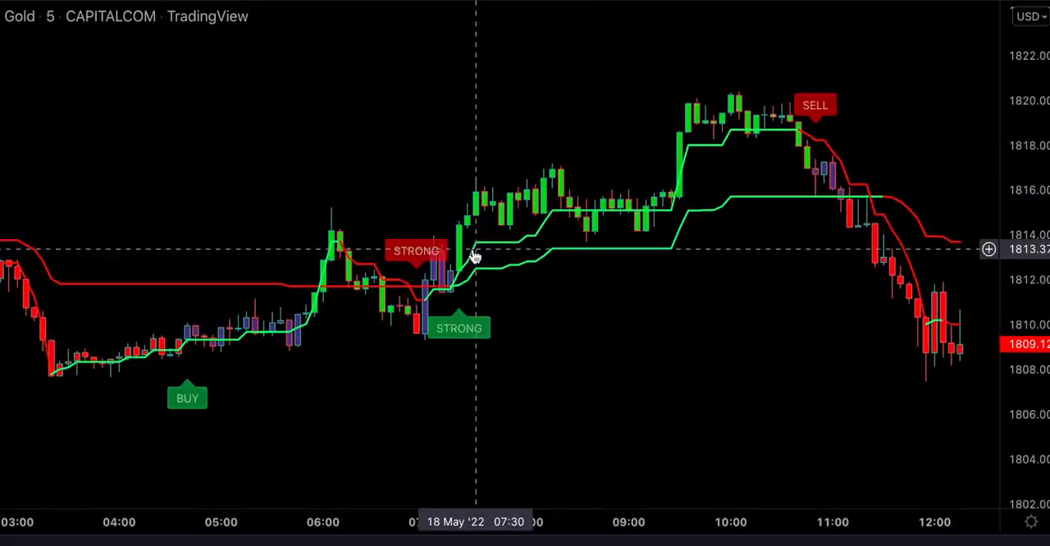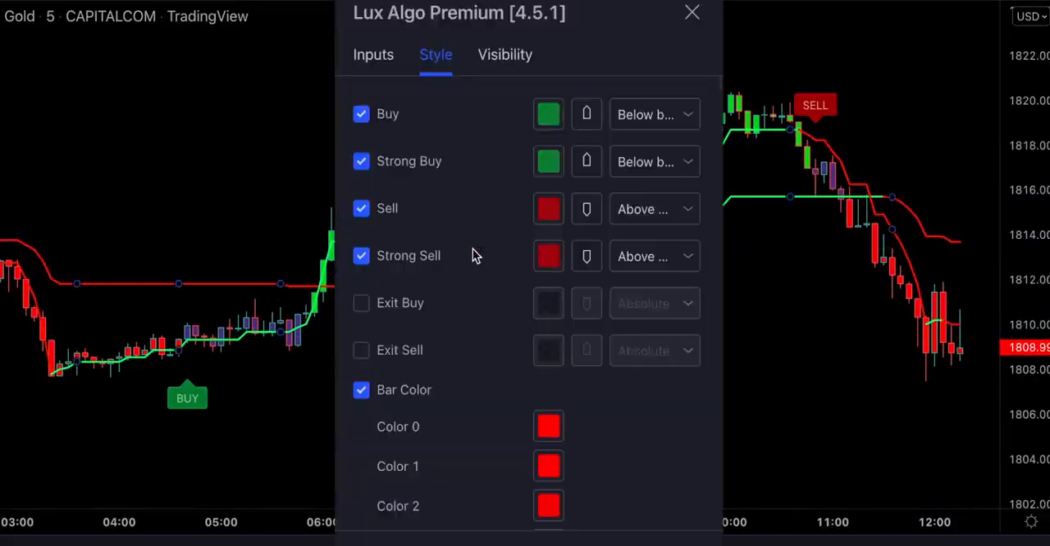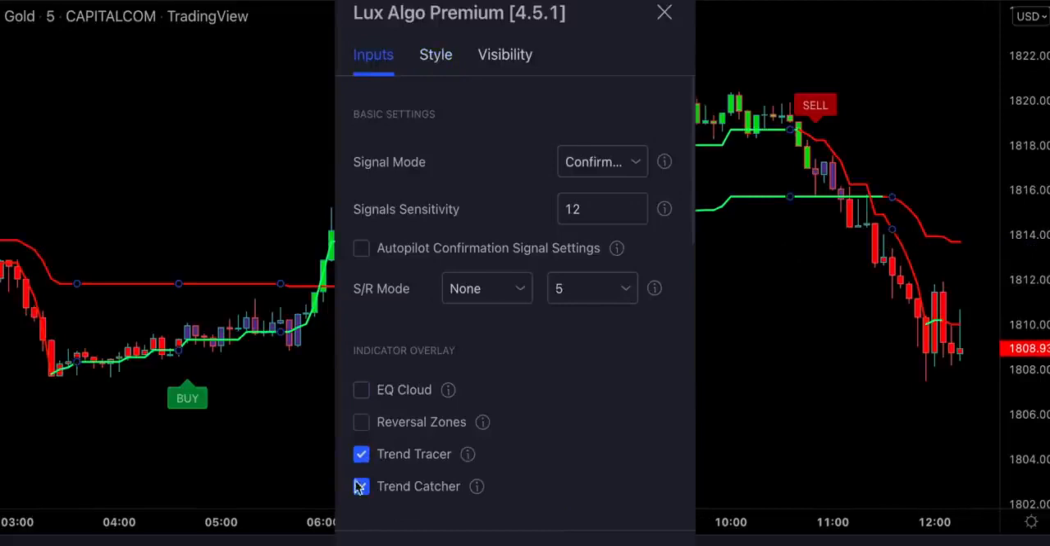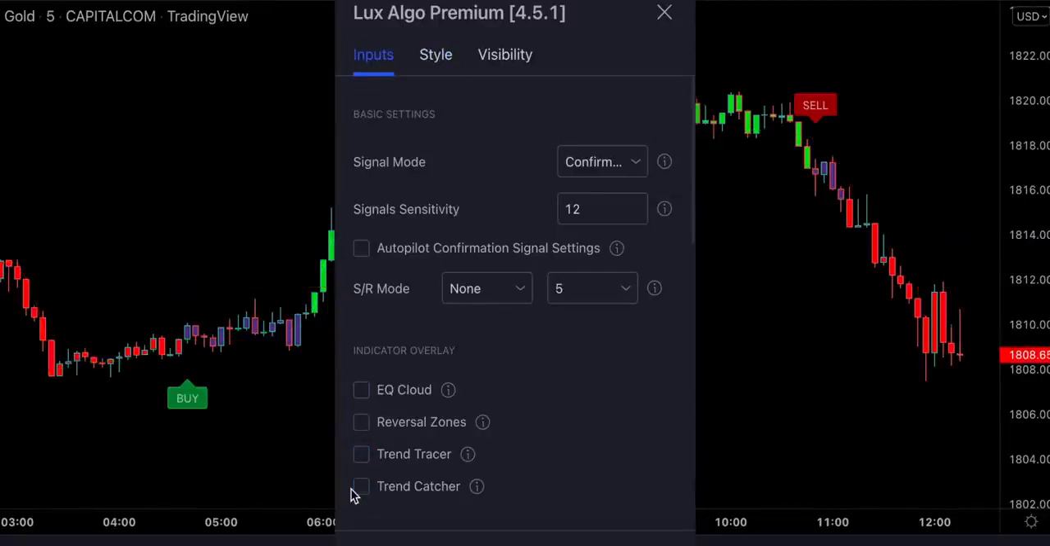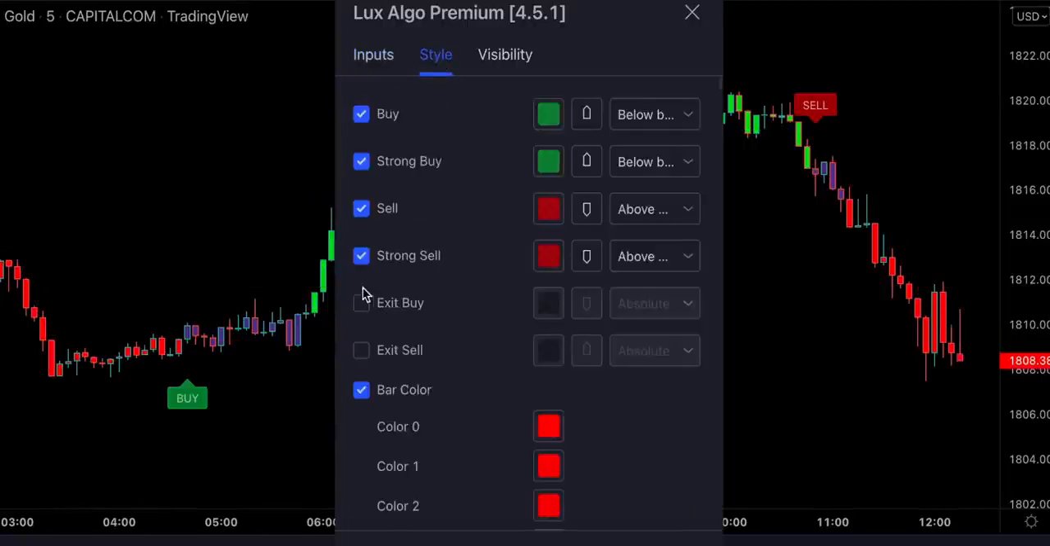Okay, let's double click on our indicator and disable these 2 options. For our second strategy, we will also need to add an exit signal to our chart. So let's enable these exit signals back.